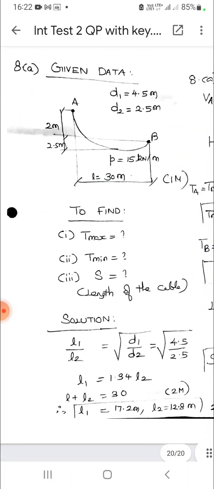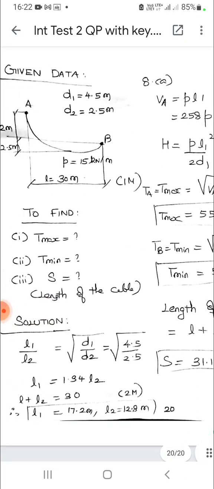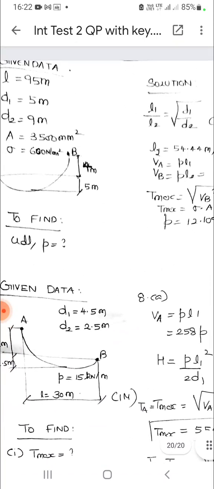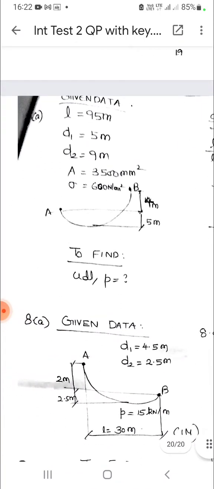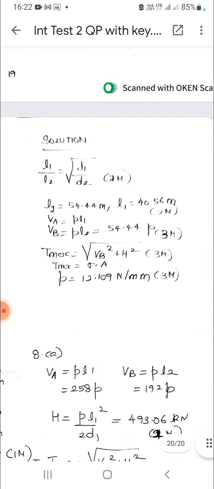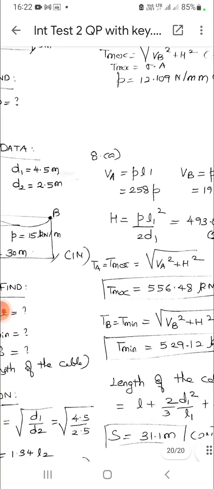Second, for 8A, I have given the answer and the split of marks. Also, I have given it for the other question, 6A. For 6A, everybody has just memorized and given the answer as 12.109. But I'm sure you have not worked it out.